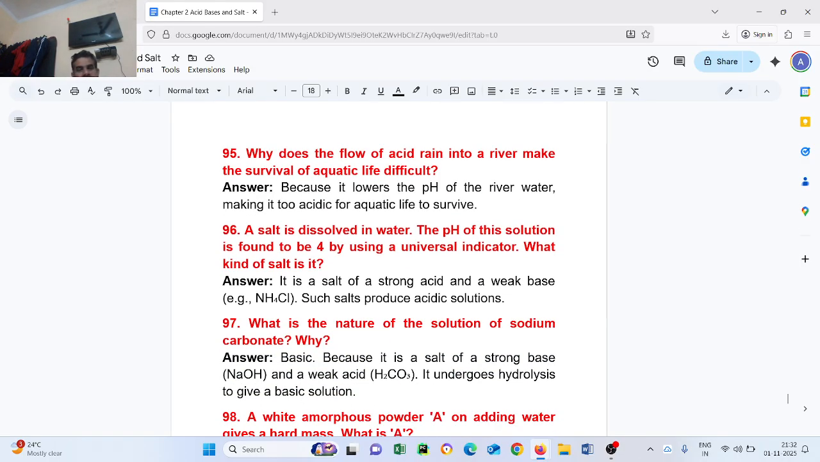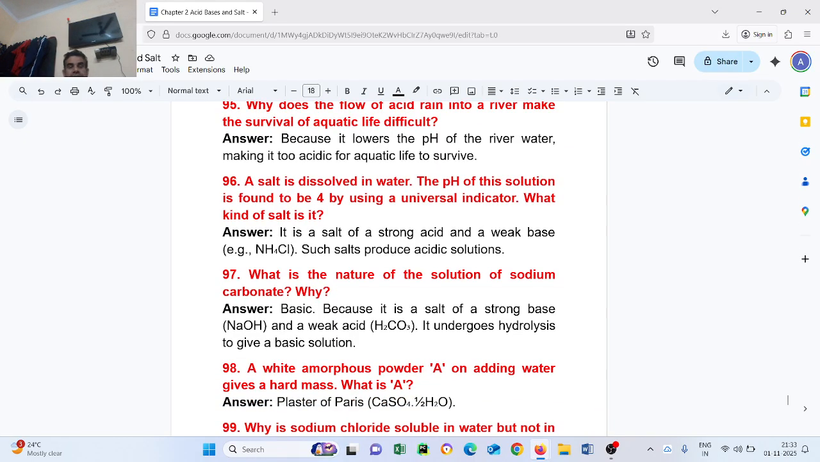Question number 96. A salt is dissolved in water and the pH of this solution is found to be 4 by using universal indicator. What kind of salt is it? It is a salt of strong acid and weak base, for example ammonium chloride. Such salts produce acidic solution. Question number 97. What is the nature of the solution of sodium carbonate? Why? Basic, because it is a salt of strong base NaOH and weak acid carbonic acid. It undergoes hydrolysis to give basic solution.